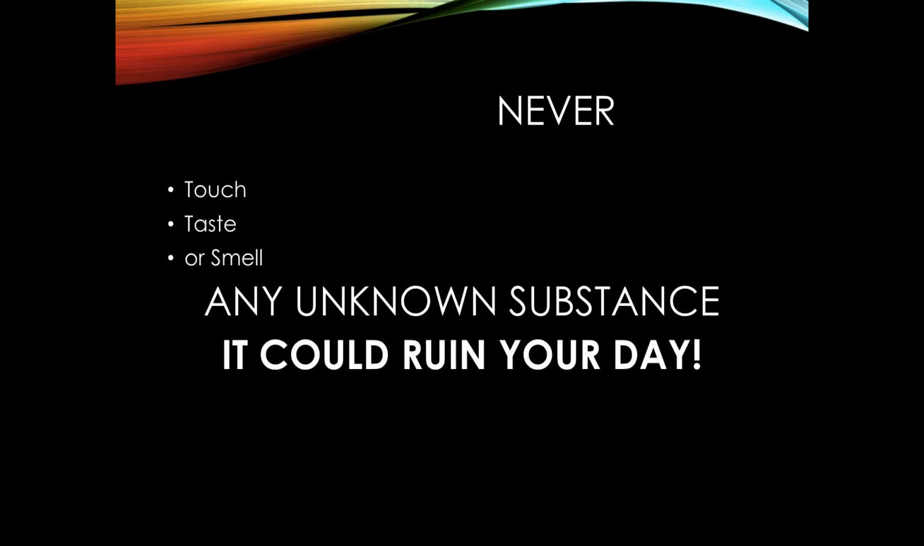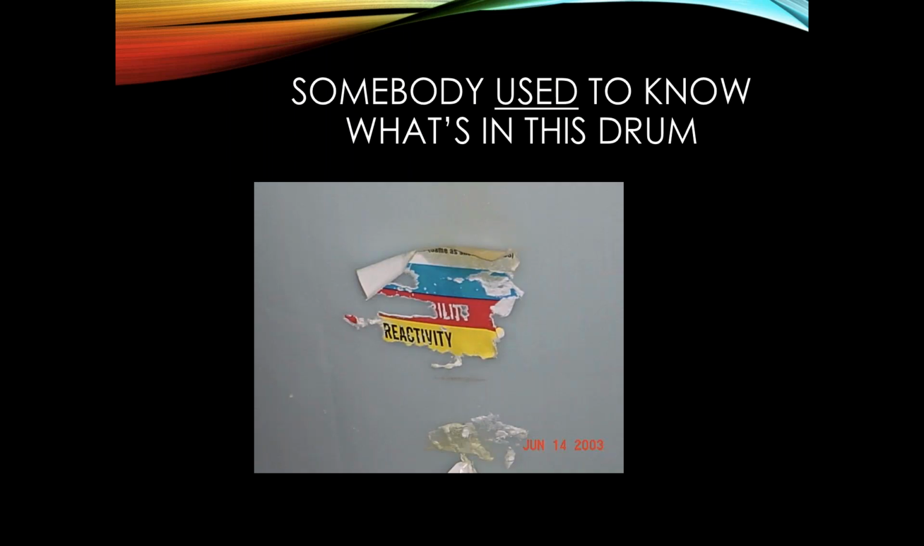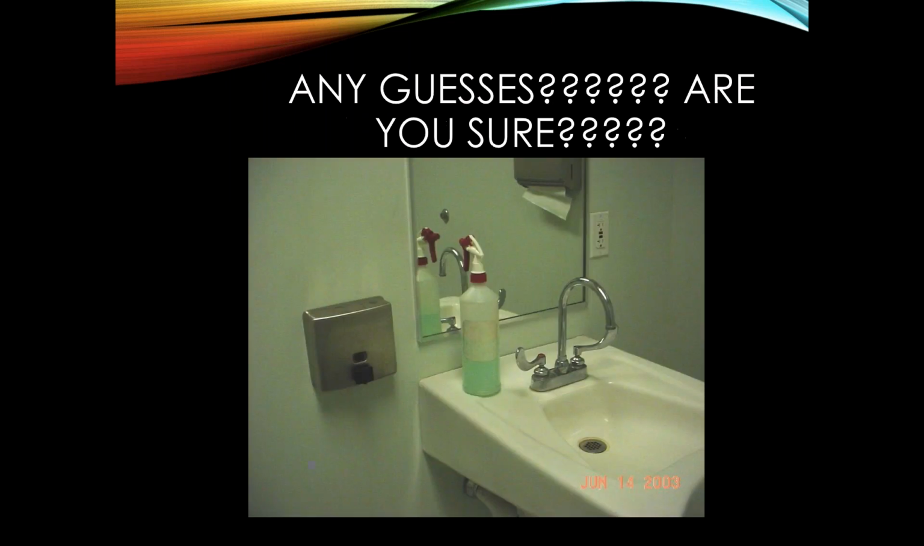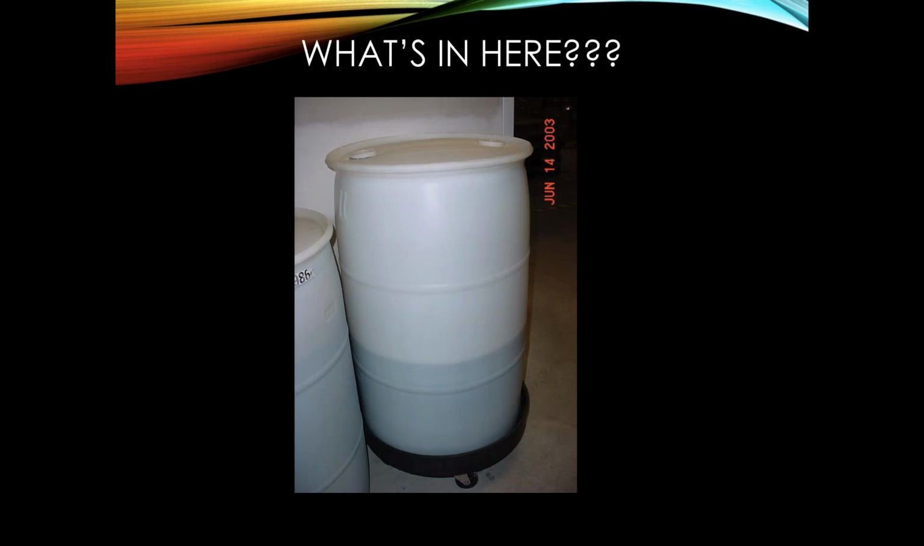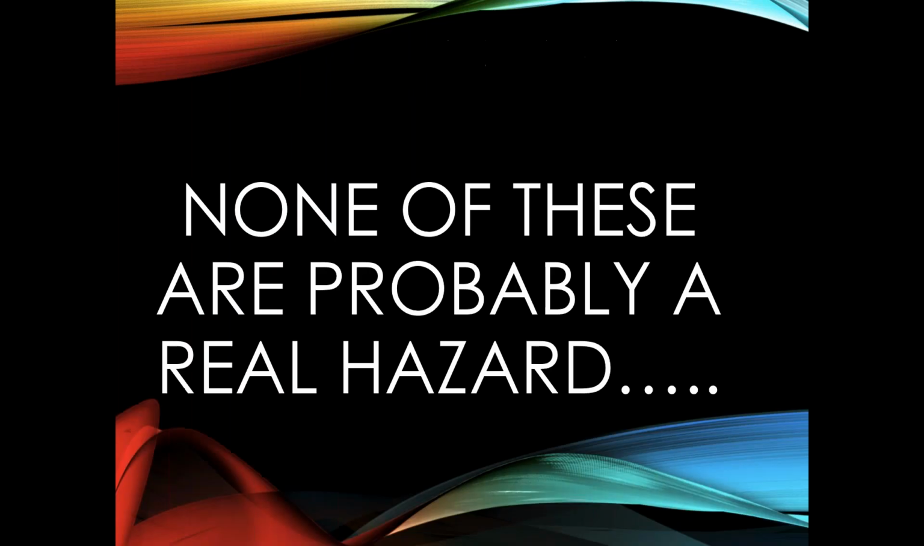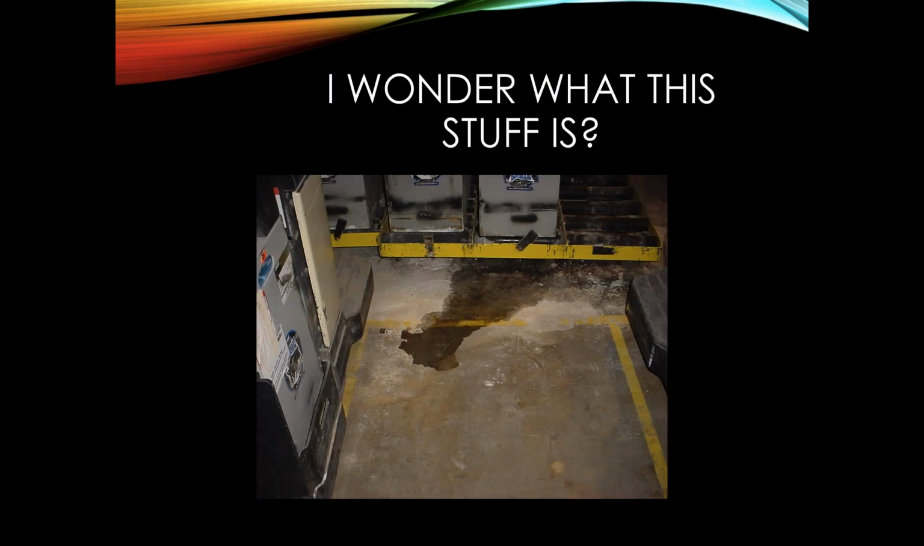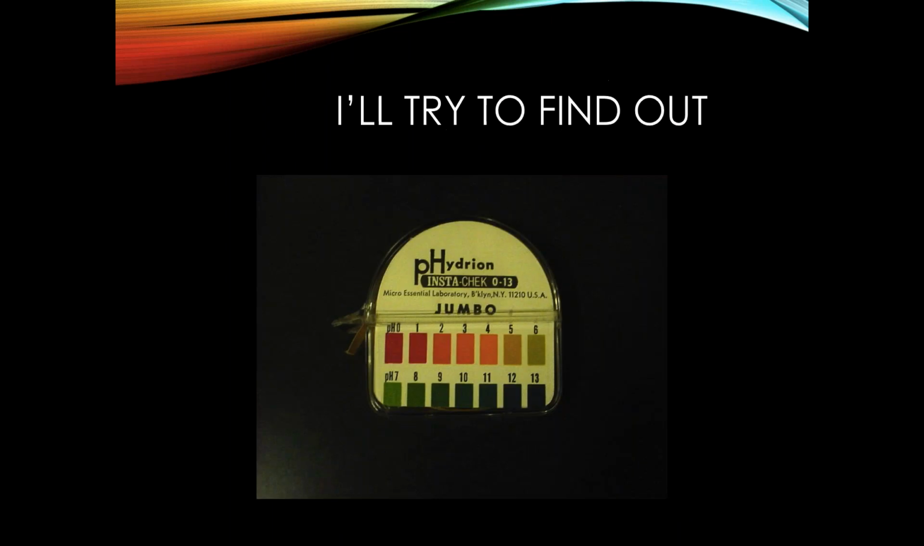Remember, never touch, taste, or smell any unknown substance. You can definitely ruin your day. Okay, moving forward. Some of the unknowns. We used to know what was in this drum at one point in time, but obviously it's all torn apart. This does not make OSHA happy when you see things like this. Any guesses? It's not labeled. What's in here? Water. Not labeled. None of these are probably hazardous, but they could be. A real hazard: I wonder what this stuff is. I don't know, but it's leaking. So we'll try to find out.